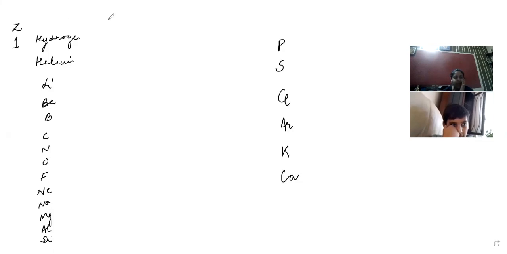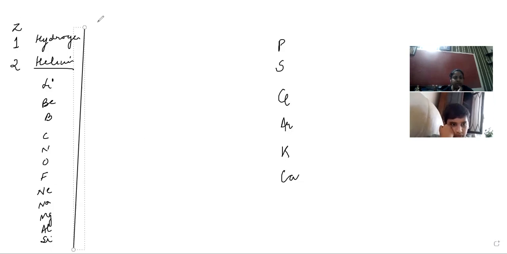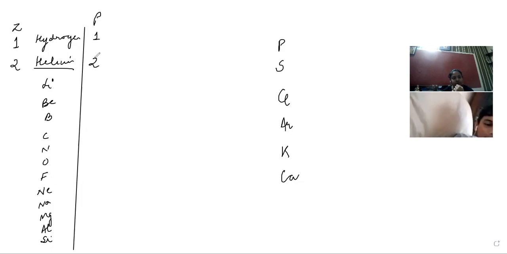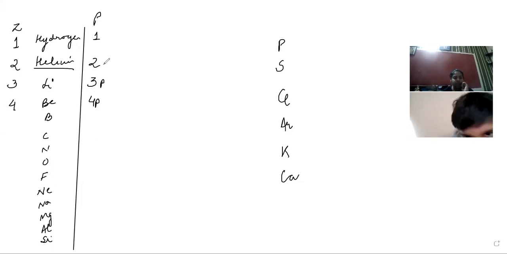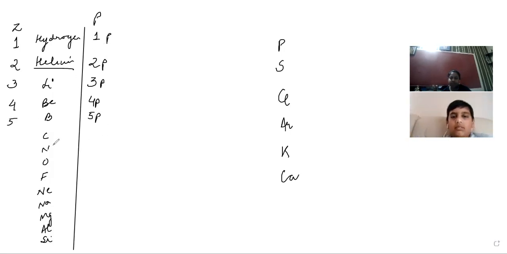So the atomic number of hydrogen would be 1. Helium is at number 2, so the atomic number of helium is 2. That means if I ask you to write down the number of protons, hydrogen has 1 proton. Helium has 2 protons. Lithium has 3 protons. Beryllium has atomic number 4, so it has 4 protons. Boron has 5, so it has 5 protons.